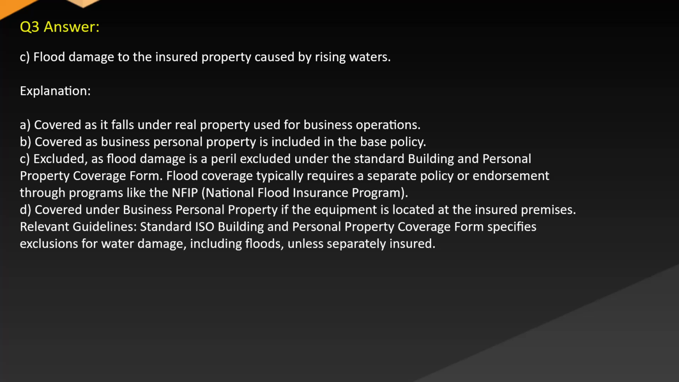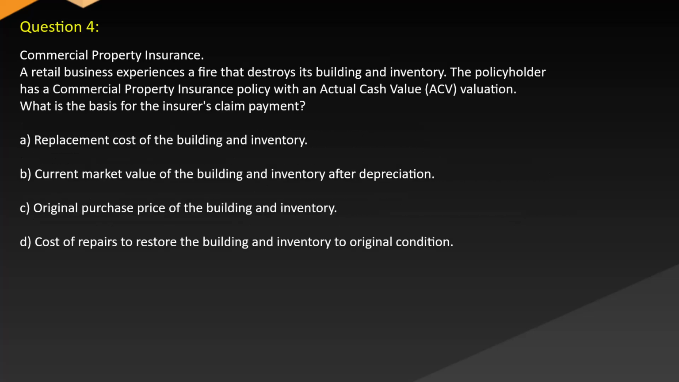D. Covered under business personal property if the equipment is located at the insured premises. Relevant guidelines. Standard ISO building and personal property coverage form specifies exclusions for water damage, including floods, unless separately insured. Question 4. Commercial property insurance. A retail business experiences a fire that destroys its building and inventory. The policyholder has a commercial property insurance policy with an actual cash value (ACV) valuation.